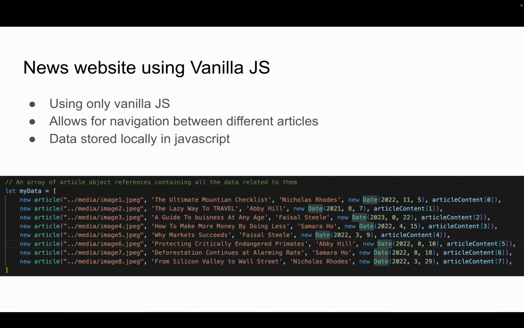A more full-featured website would use some sort of a backend to store the article data, but here I just store it as an object in JavaScript. In the picture right here, you can actually see all the article data that I store. Each article consists of 5 pieces of data, which is the title, author, date, article content, and the image associated with it. And as you can see, all 8 articles are stored in a list here called My Data. So this is what is used to access the data of the article.